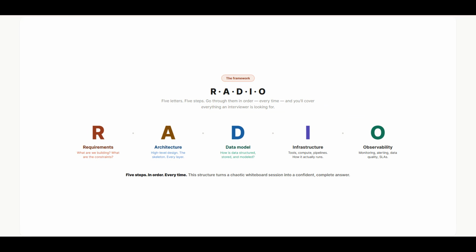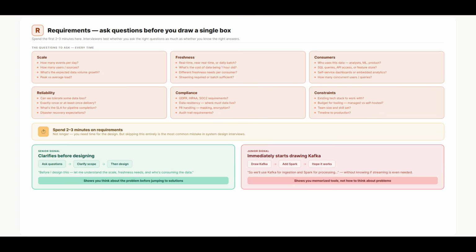The framework I use is called RADIO. 5 letters, 5 steps. You go through them in order every time and you'll cover everything an interviewer is looking for. R is requirements. Before you draw a single box, ask questions. What's the scale? How many events per day? How many users? How fresh does the data need to be? Real time, hourly, daily? Who are the consumers? Analysts running SQL, ML models needing features, a product team needing an API.